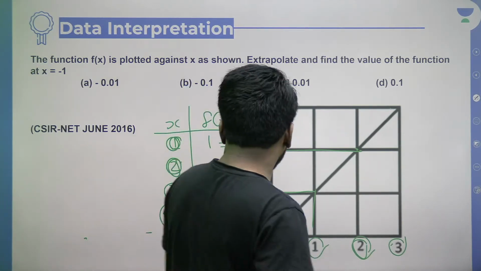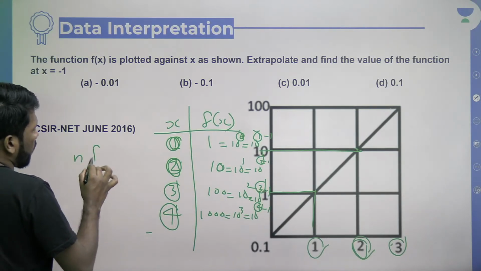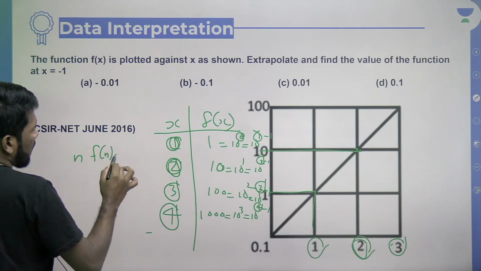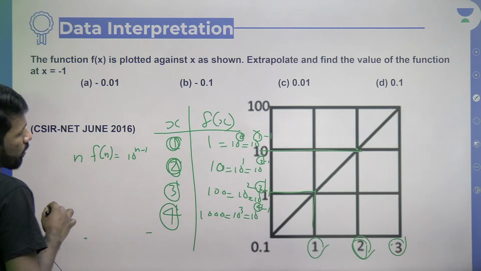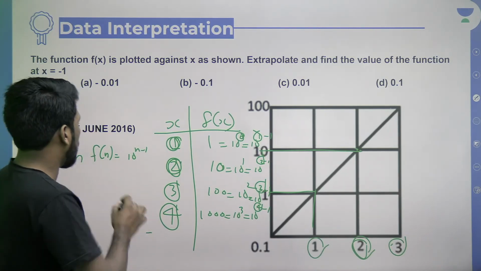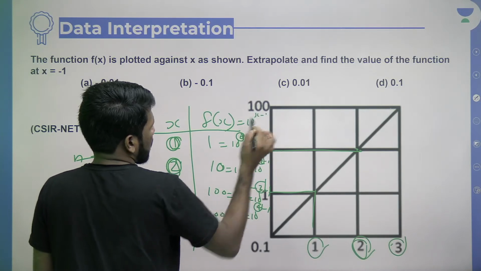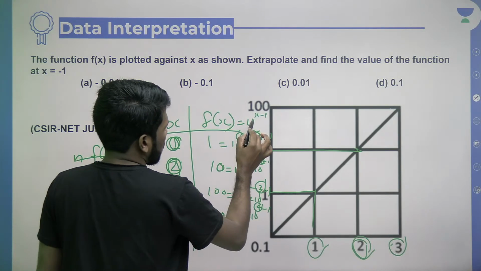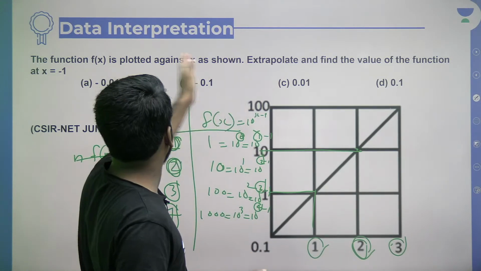So what can you generalize? n है तो f of n क्या होगा? F of n will be 10 raised to n minus 1. 10 raised to n minus 1 is the rule. Or you can directly write f of x as 10 raised to x minus 1. If x is the value, 10 raised to x minus 1. So we understood the relation. Then you just apply what x you want.